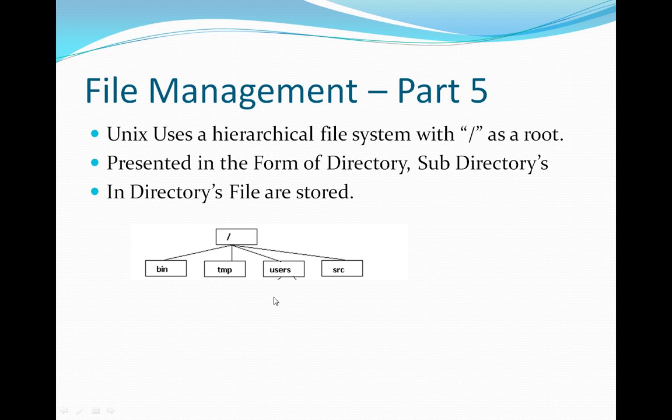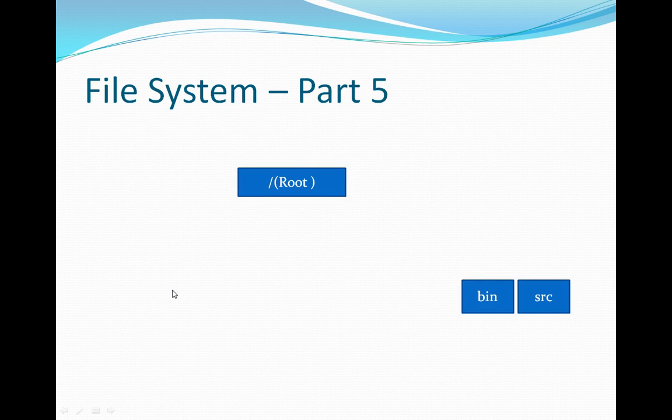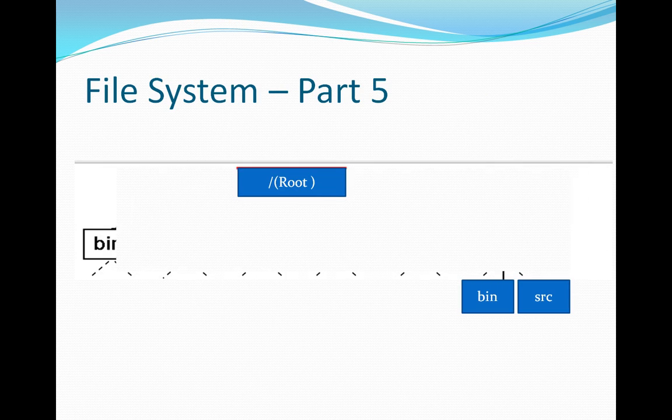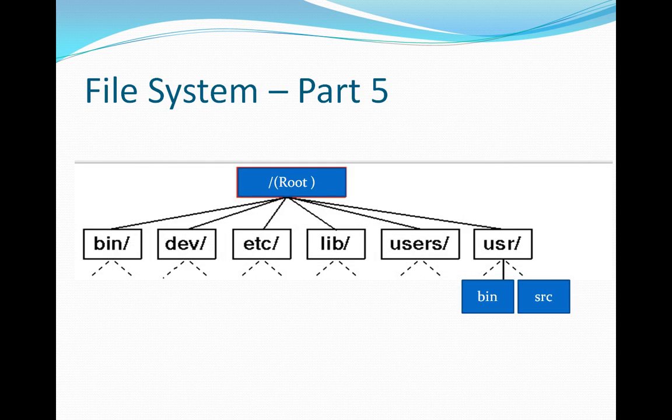So you can see the representation of a hierarchical file system. It starts with slash, then it will have a directory, and within this directory we will be creating files. The first one will be the root, and then you will have the subdirectories. Root is the first step, and then you will have subdirectories. Within a directory you can have subdirectories or files.